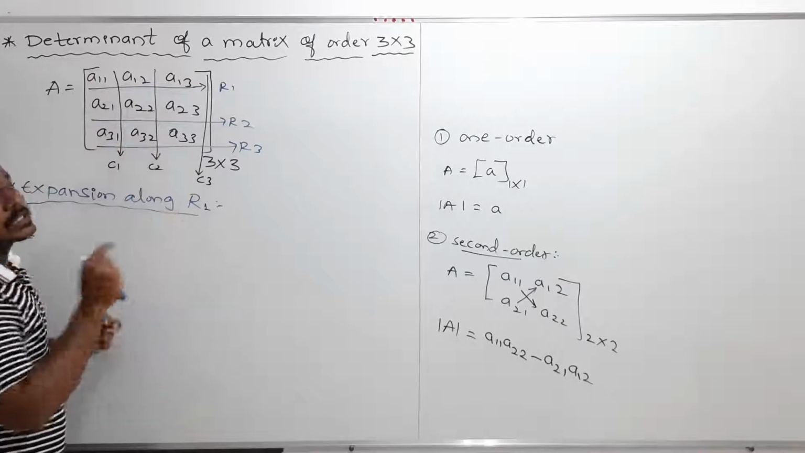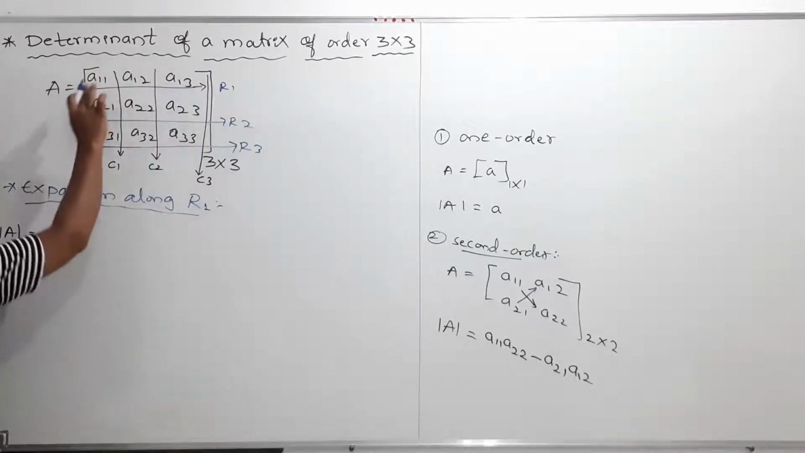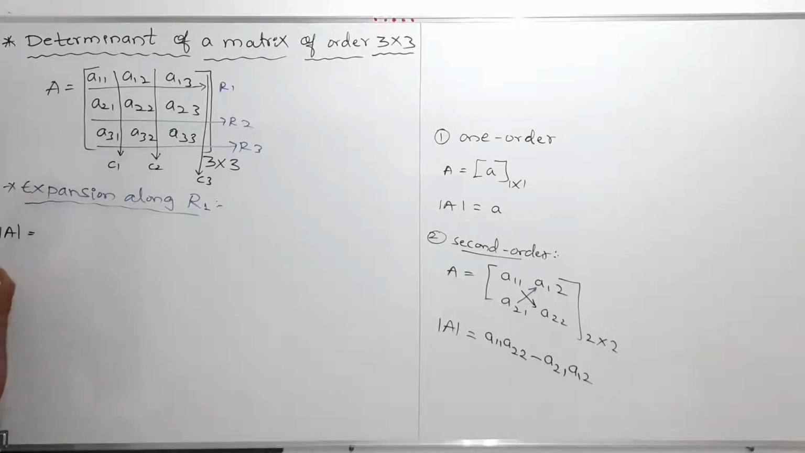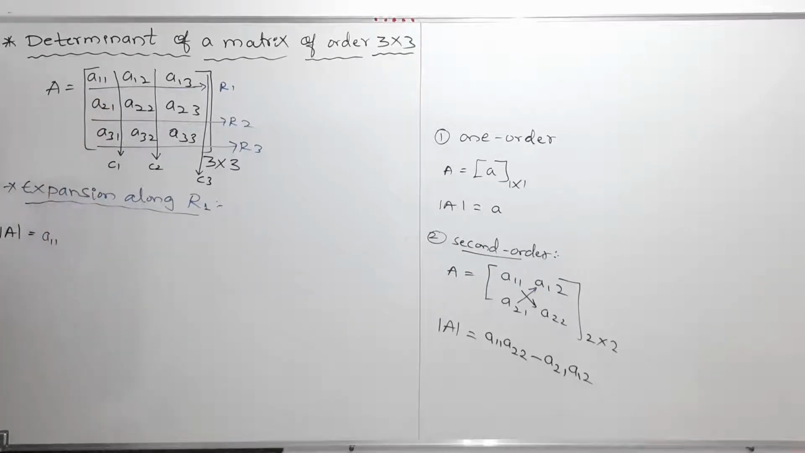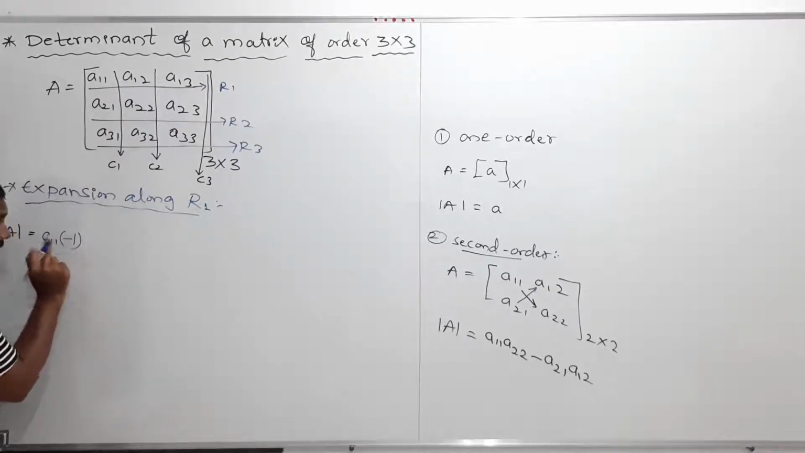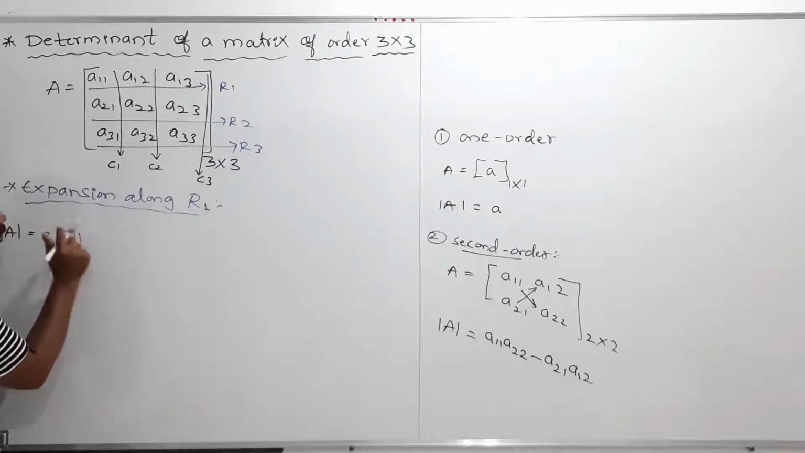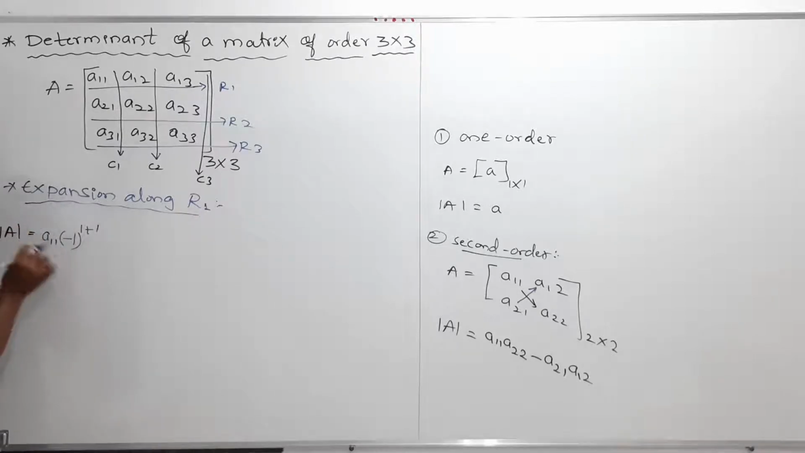This is your row 1. First we should take the first element of row 1. So what is the first element of row 1 here? The first element of row 1 is A11. You should take the first element of row 1. After taking this, you should multiply with the number that is (-1) to the power of the sum of the suffixes. Suffixes means for A11, whatever I wrote, here 1 and 1 will act as the suffixes.